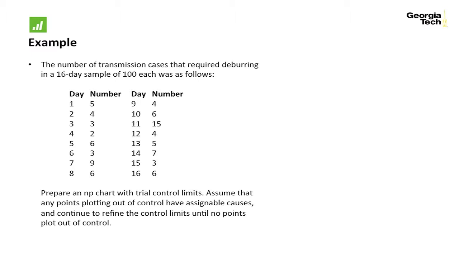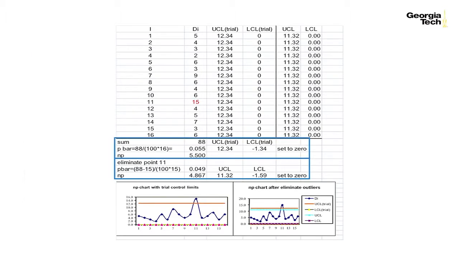So here is one example. We inspect transmission cases 16 times in a day, and each time we inspected 100 of them. Okay, and we want to use this information to find the trial control limits. We are in phase 1 for NP chart. So here is the inspection result.